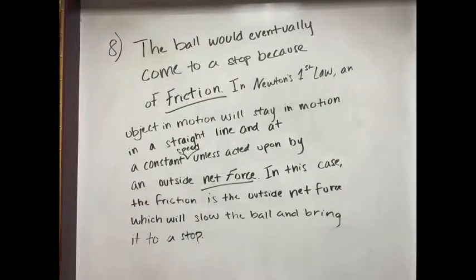A medicine ball is rolling on a frictionless surface. Describe the course of action of the ball once it moves on a frictional surface. The ball will eventually come to a stop because of friction. In Newton's first law, an object in motion will stay in motion in a straight line and at a constant speed unless acted upon by an outside net force. In this case, the friction is the outside net force, which will slow the ball and bring it to a stop.